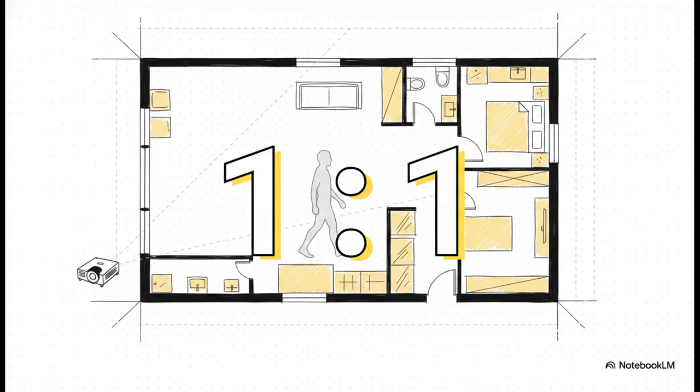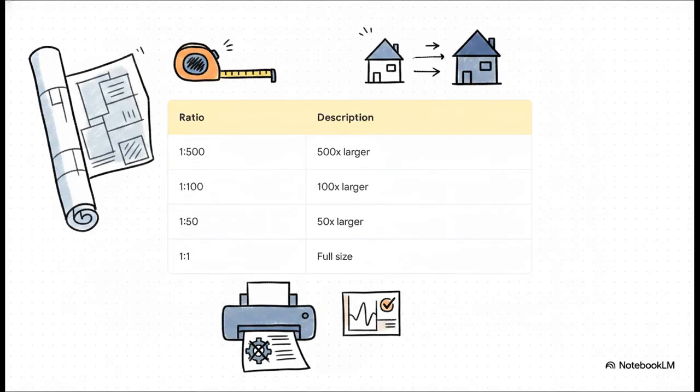The client could literally walk the halls of their future home before a single brick was even laid. It's just a brilliant way to wrap your head around how scale translates from paper to reality. For most of your day-to-day work, though, you're going to be dealing with scaled-down drawings. So a 1-to-100 scale simply means that every single unit on your paper is exactly 100 times larger out in the real world. Simple enough, right?